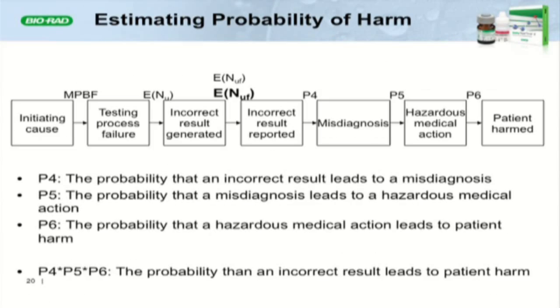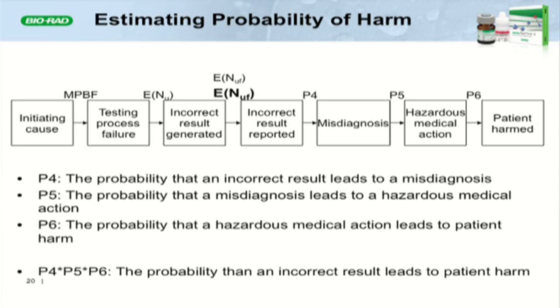So I would say we have some information. We have a way to say something about P3, and it's going to be the expected number of unacceptable final results. Okay. Now, I'm going to lump P4, 5, and 6 together.